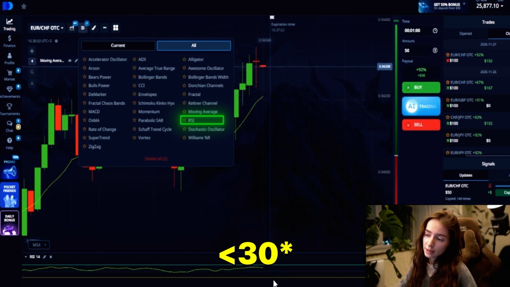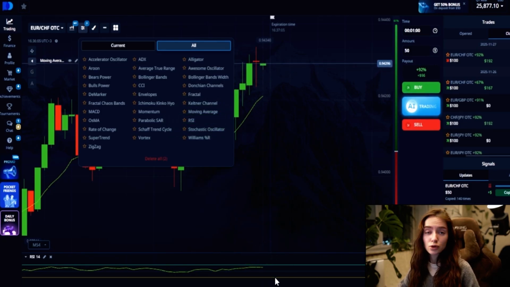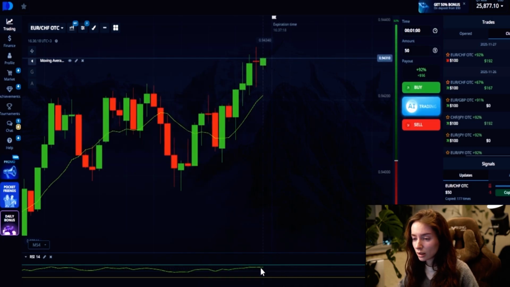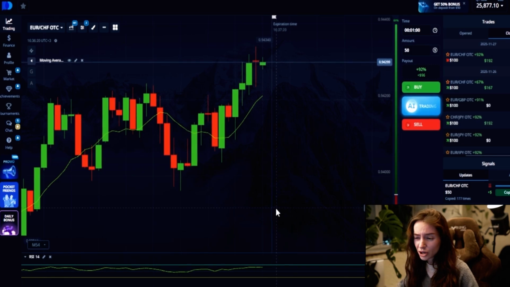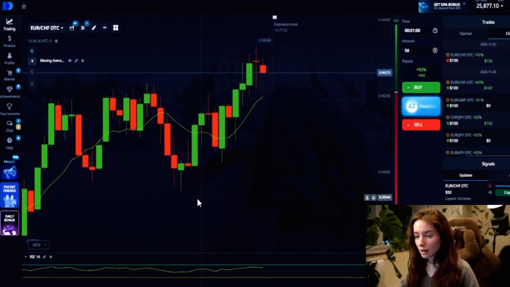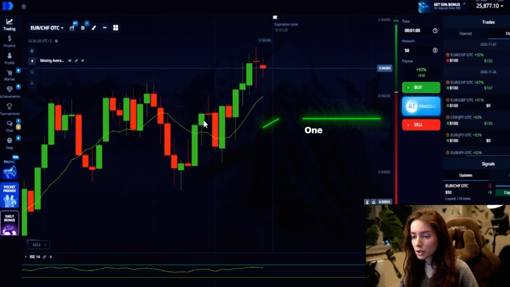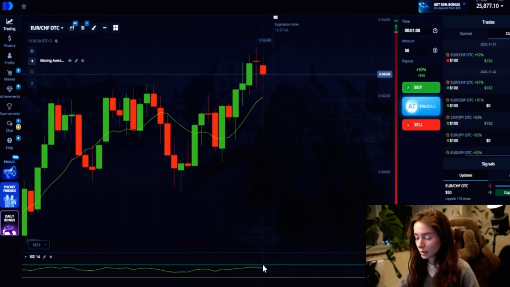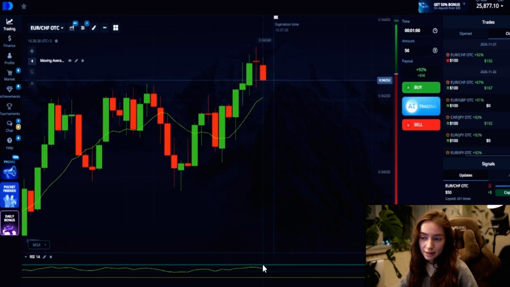RSI is an oscillator that shows whether the market is overbought or oversold. A value below 30 indicates oversold conditions, a signal to buy. A value above 70 indicates overbought conditions, a signal to sell. As you can see, it's approaching 70, so there's not yet a clear sell signal, but it's getting close. In general, we'll often use these 2 indicators together. One shows the overall trend and the other shows a market condition, overbought or oversold. Based on these readings, we open our orders.